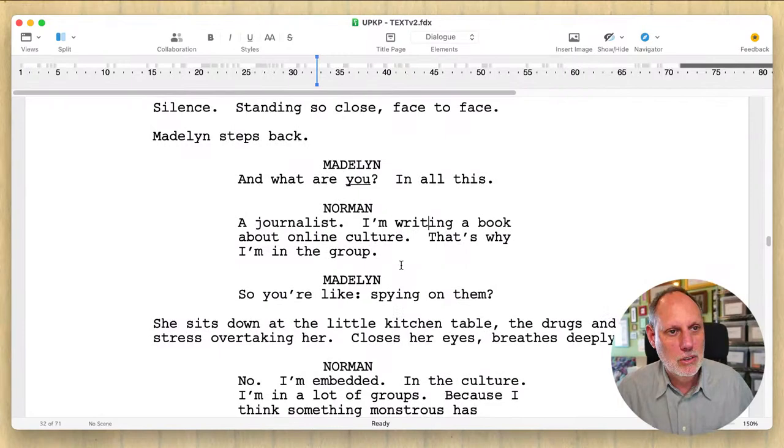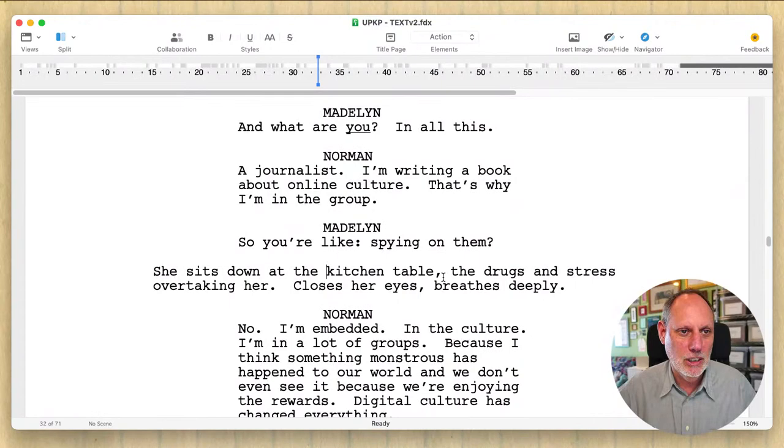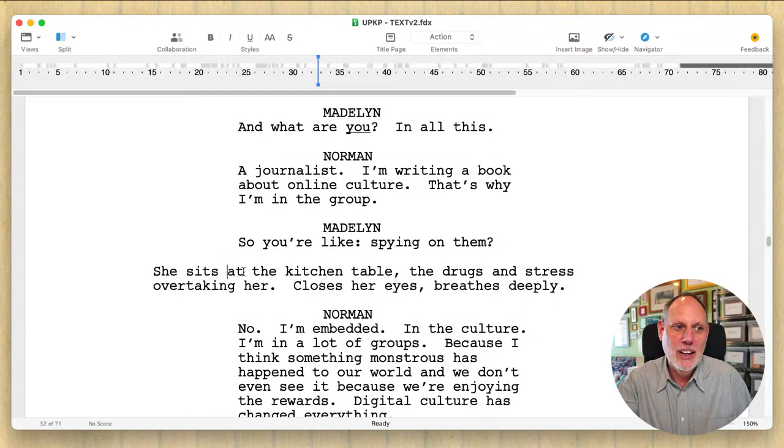She sits down at the kitchen table. All kitchen tables are little. There we go. Sits down. Because when you sit down, you're sitting. She sits at the kitchen. How else? She's not going to sit up at the kitchen table.